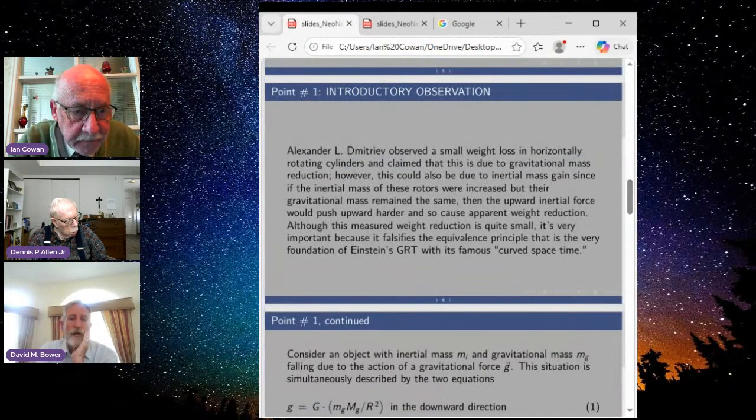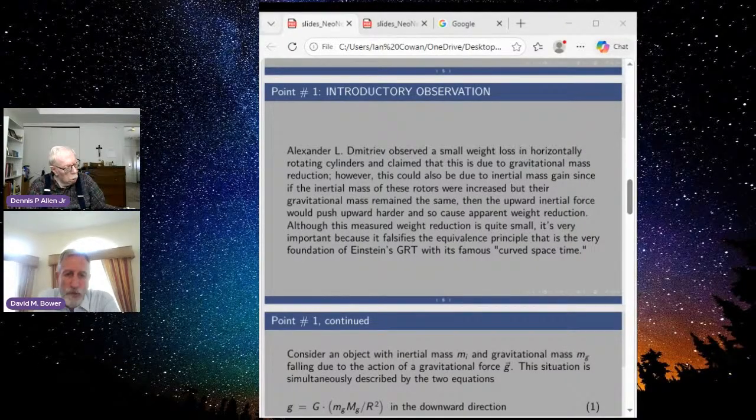Okay, great. Point number 1, introductory observation. We'll begin with this Russian, Dmitriev. As Dennis Allen just mentioned, he observed a small weight loss in horizontally rotating cylinders. He claimed this was due to gravitational mass reduction. He has an interesting theory. I tried to read his paper.